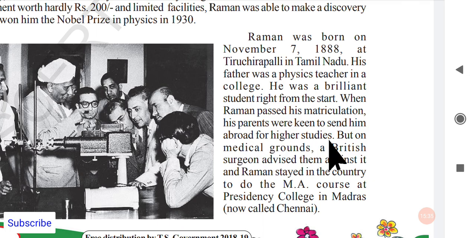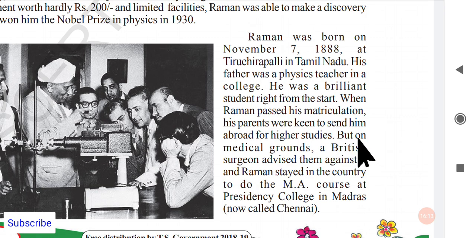Matriculation, in the sense, is just like intermediate. In those days, some people who were well off would send their kids abroad, to foreign countries, for a degree. They completed their matriculation, like 10th or intermediate, and after that they sent their children abroad to complete law, MS, MBBS, all these things. So even Raman's parents were very much interested to send him abroad for higher studies.